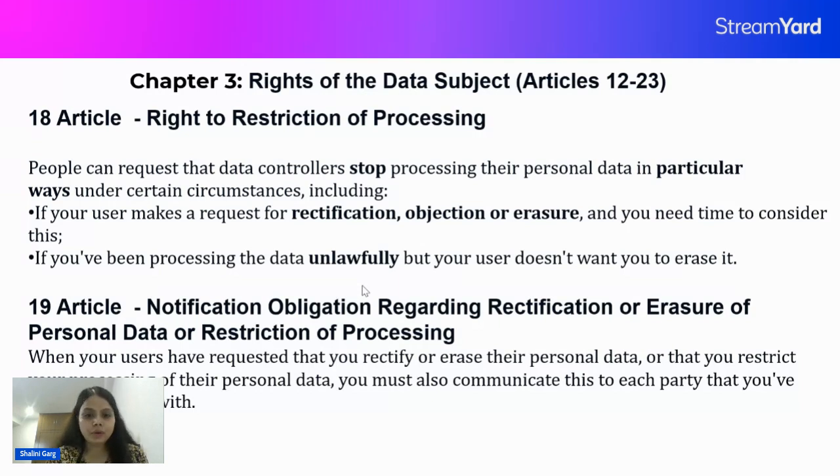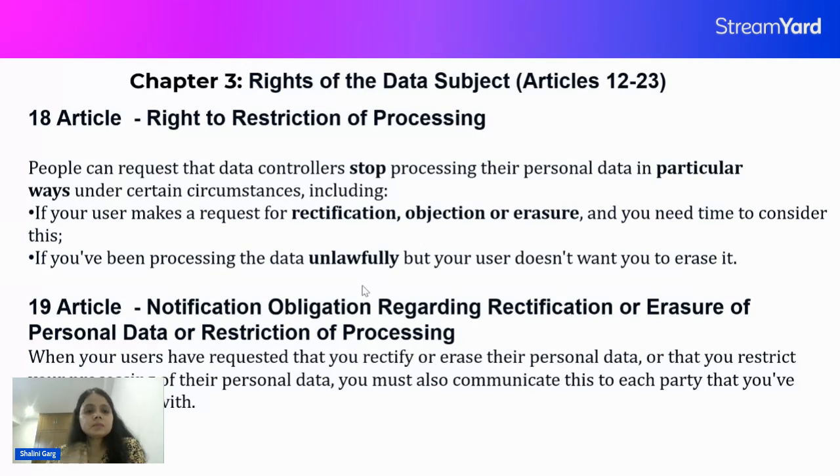If the processing is unlawful but the data subject requests restriction rather than erasure, or the controller does not need the data for the processing but the data subject needs it for legal claims. For example, the controller does not want to store the data because the purpose has been fulfilled, but the data is to be used for some legal claims after some time. Then also the controller has to put a restriction on that data, but not delete it. When the processing is restricted, personal data can only be processed with the data subject's consent, or for legal claims, to protect another person's rights, or for important public interest, except for storage. This is what we have studied, okay?